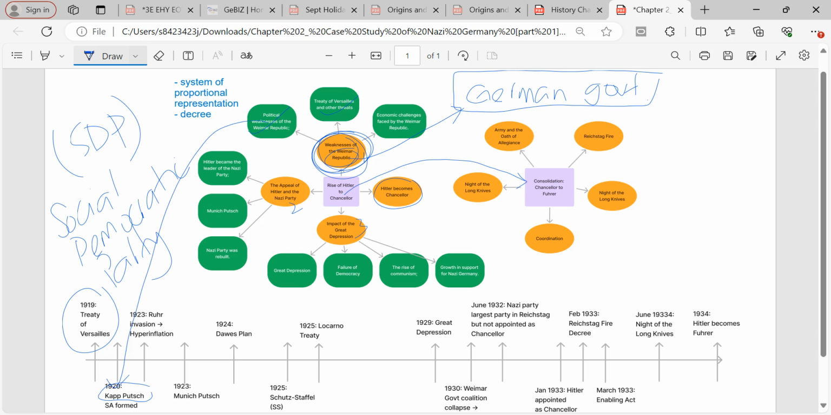Basically, these people were right wing, heavily influenced by militarist ideology. They wanted to overthrow the Weimar government. They were put down. Just to mention that around that time, the SA was also formed. So these would be the political weaknesses of the Weimar government.